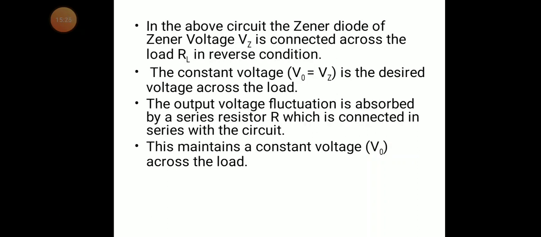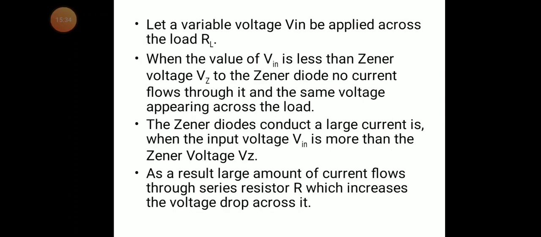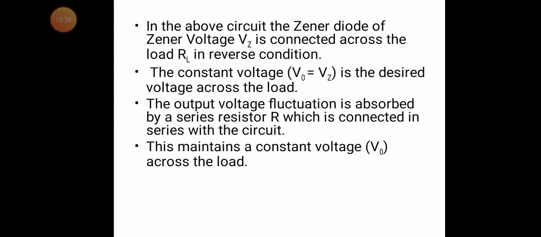You need to remember that the Zener diode should be connected in reverse bias. That is important. So what we are doing is, in the above circuit, the Zener diode of Zener voltage VZ is connected across the load RL in reverse condition. The constant voltage V0 equal to VZ.